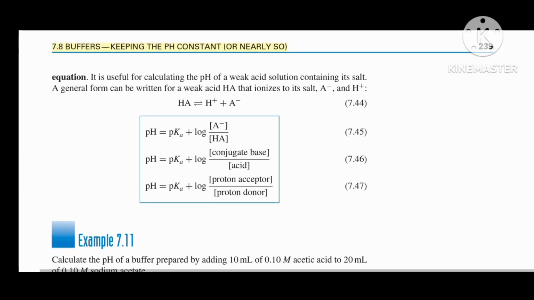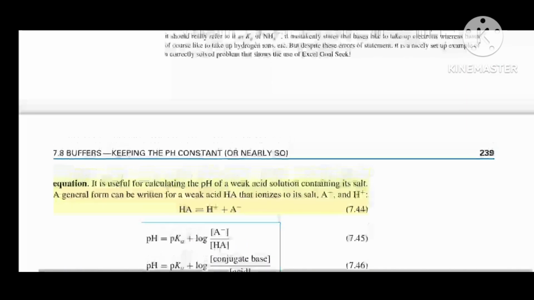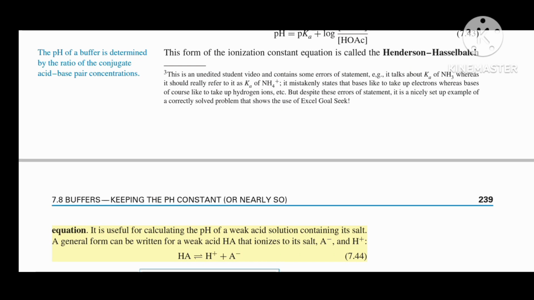7.8 Buffers, keeping the pH constant, or nearly so. The Henderson-Hasselbalch equation is useful for calculating the pH of a weak acid solution containing its salt. The equation can be written for a weak acid HA that ionizes to its salt, A−, and H+: HA ⇌ H+ + A−.